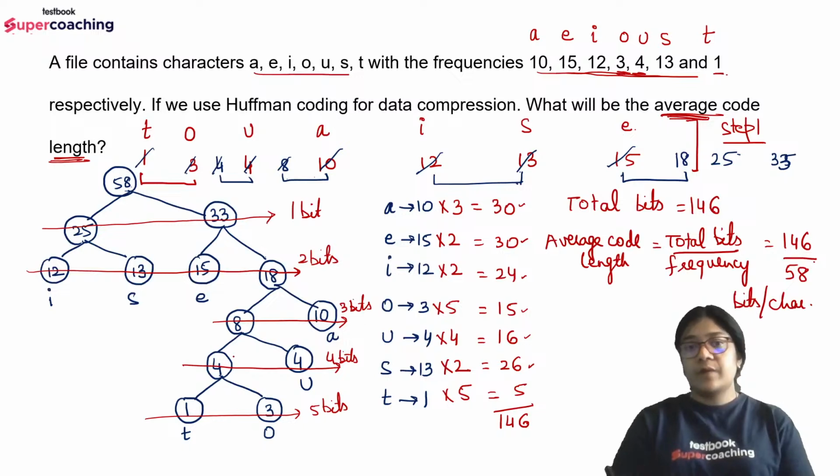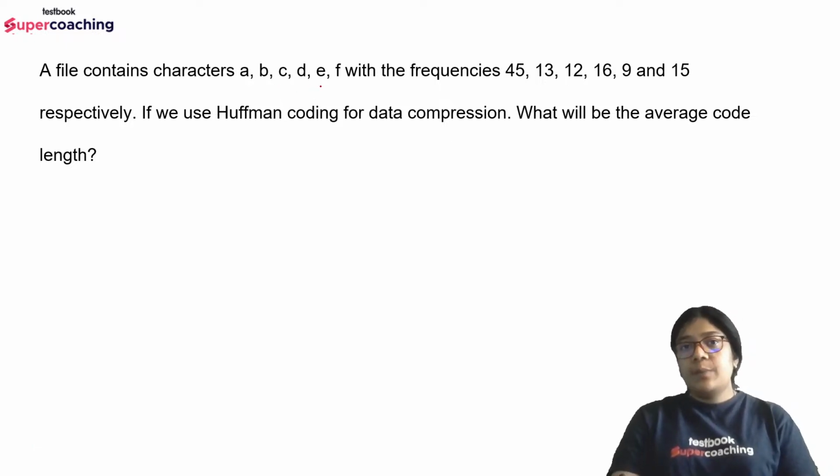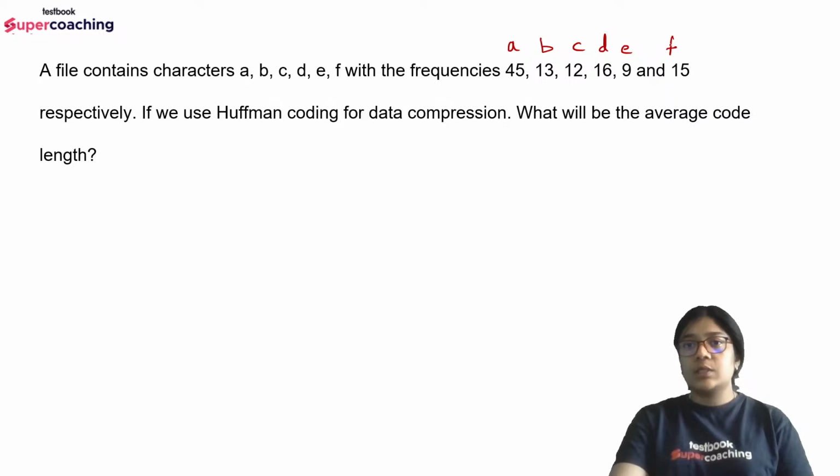So again we have constructed a min tree. Let's take one more question and then we'll discuss the time complexity. A file contains A, B, C, D, E, F. 6 letters, 6 characters are given to you, A, B, C, D, E, F with the respective frequencies of 45, 13, 12, 16, 9 and 15. And we are supposed to return the average code length. So the first step is to arrange all the frequencies in ascending order. Every time delete 2. Every time we will delete the minimum 2, because here we are building a min tree for Huffman coding. So just try it and find out what the average code length will be.